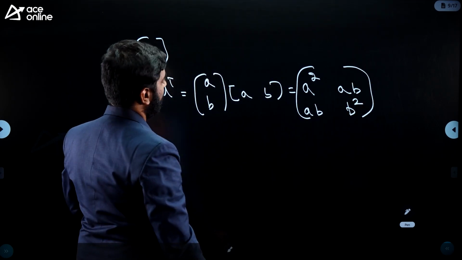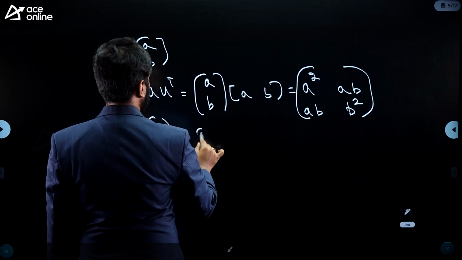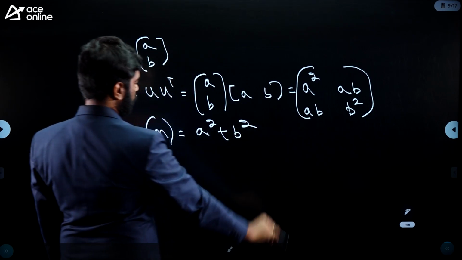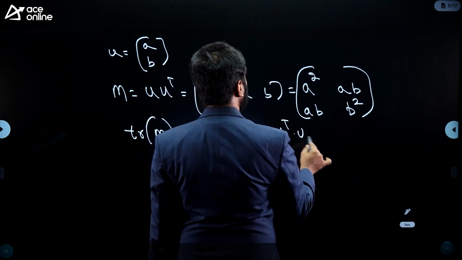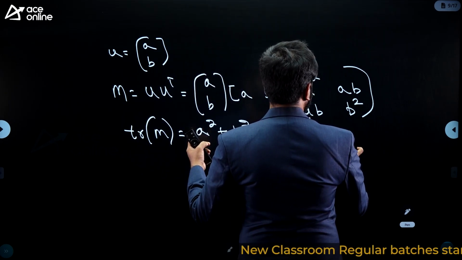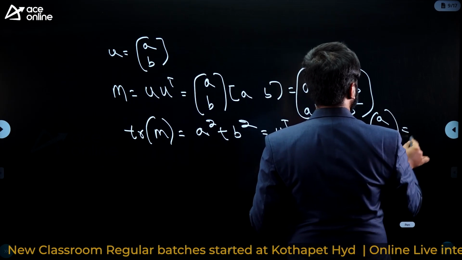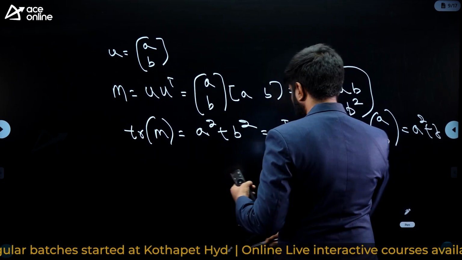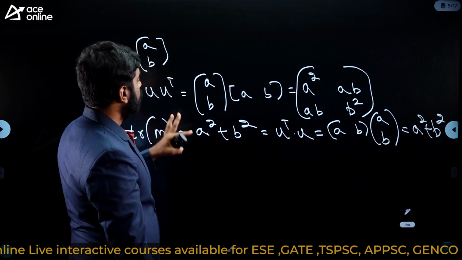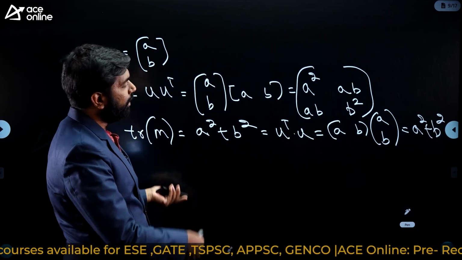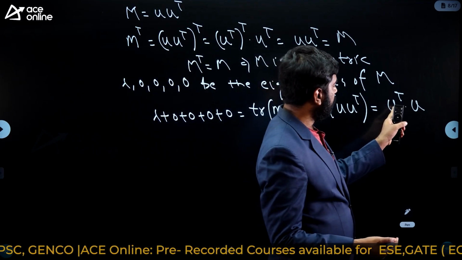Okay, so what is this? This is M. What is the trace? The trace of M is a square plus b square, which is the same as U transpose into U. What is U transpose, students? U transpose is a, b like this, and U is a, b like this. Even if you multiply this with this, again you get a square plus b square. So not only for a 2 cross 2, this is satisfied for any matrix. So instead of finding all the entries of M and again taking the sum of all the principal diagonal elements, you had better just take U transpose into U.